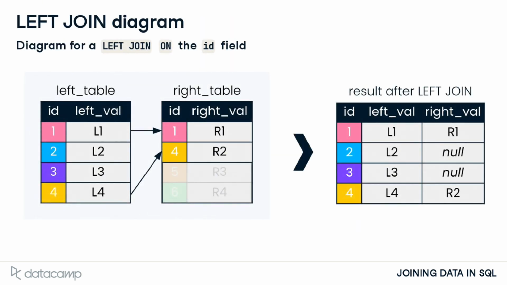We now look at the result of the left join on ID. Inner join returns only records corresponding to IDs 1 and 4, whereas left join keeps all records in the left table as well as null values for right val where there is no match in the right table. Note that IDs 5 and 6 in the right table do not feature in the left join in any way.